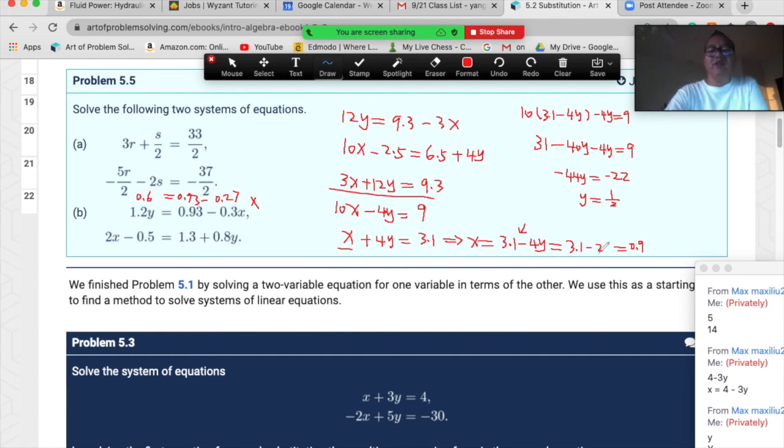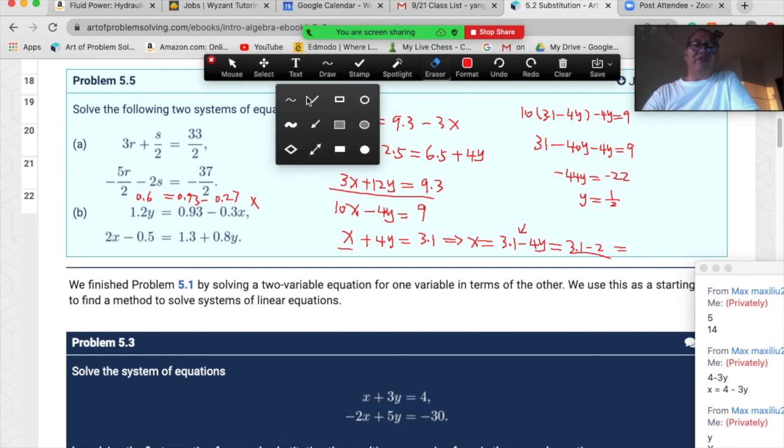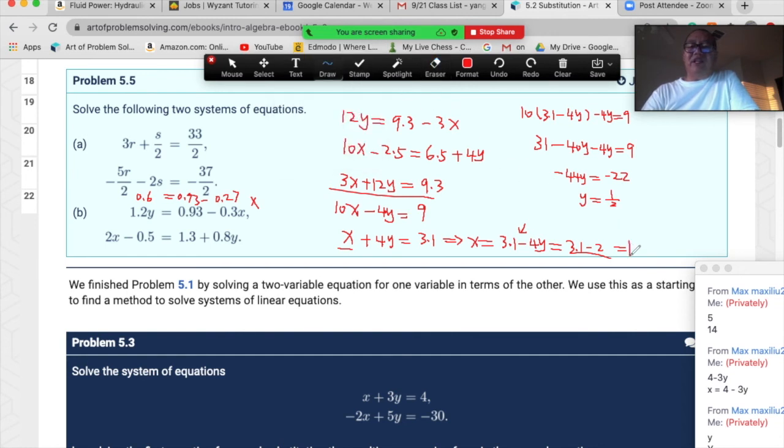Oh, we got it wrong here. Got it? 3.1 minus 2. This is not 0.9. This equals 1.1. Okay? See, that's the reason. You cannot escape. Sometimes everybody makes mistakes. That's the reason why we need to check.